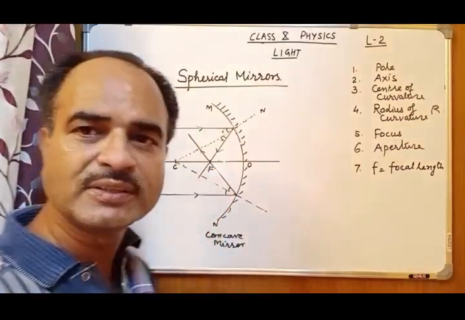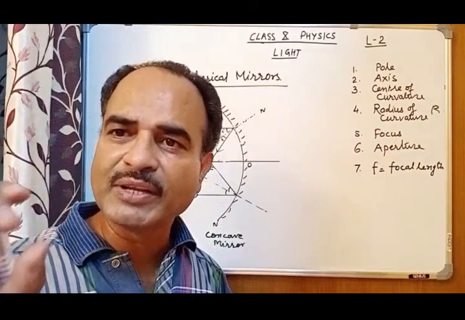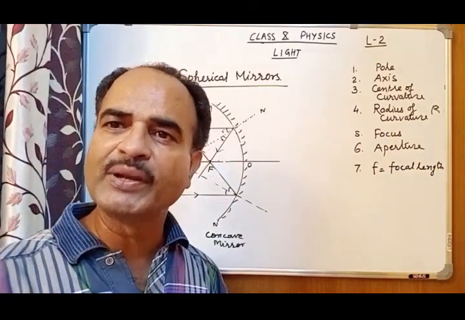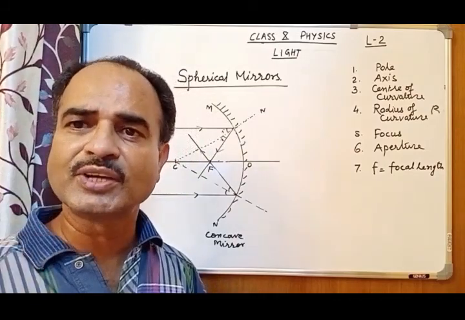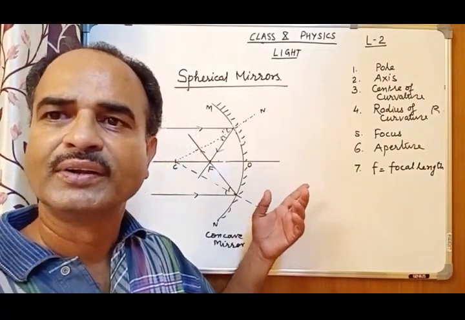And what is the nature of these images? These images are real images. These are highly diminished point images, meaning their size is almost diminished to the level of a point.